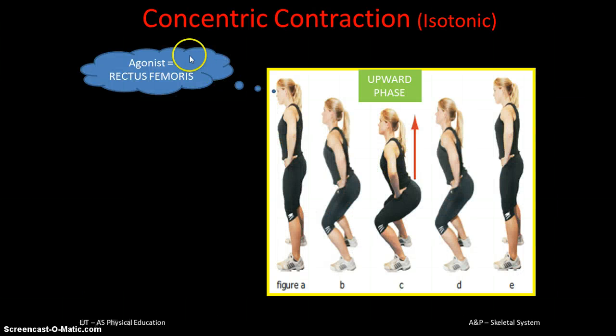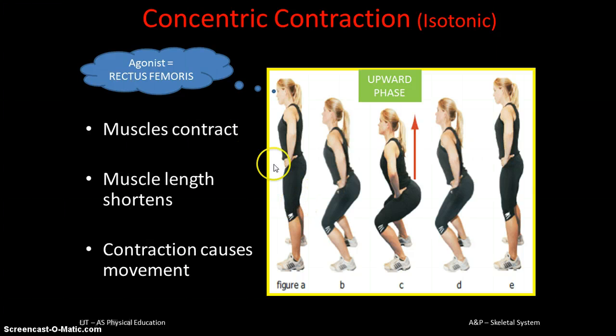This is called concentric contraction. So when the muscle group does contract and the length of the muscle shortens, this would happen in the upward phase of a squat. The rectus femoris, one of the quadriceps, shortens as it straightens your leg to push you upward. We have movement that occurs during this contraction, so this is concentric contraction. It's one of the 2 types of isotonic contraction. So concentric is when the ends of the muscle get closer together, when they shorten.